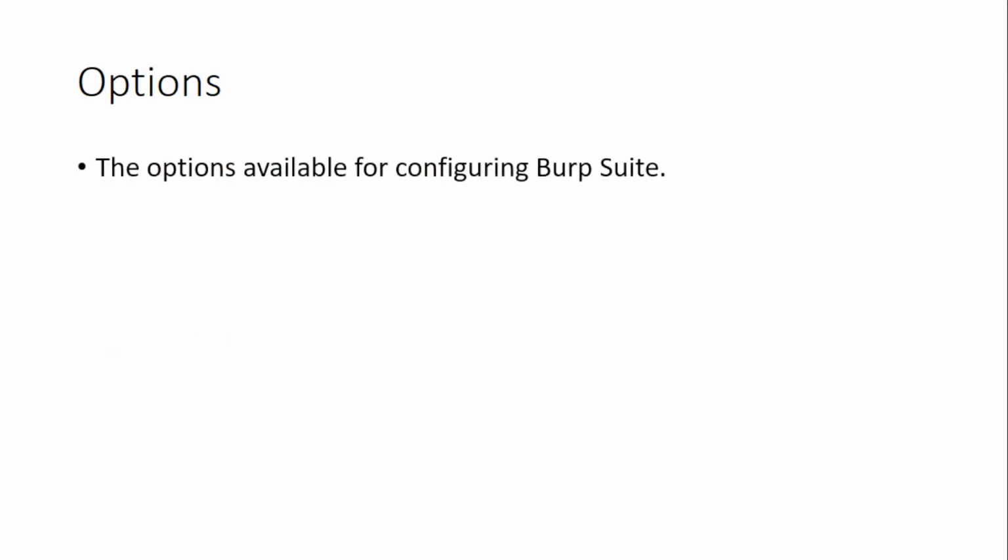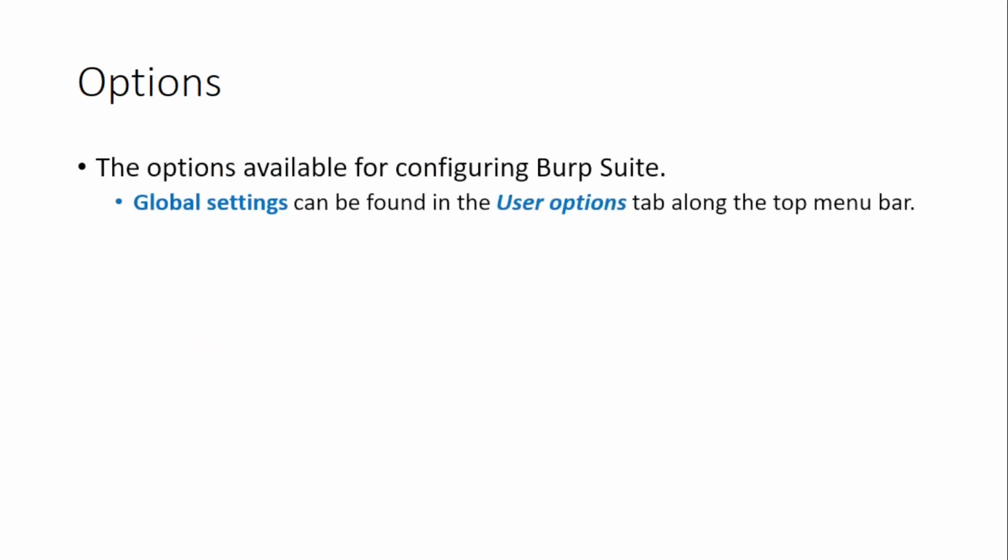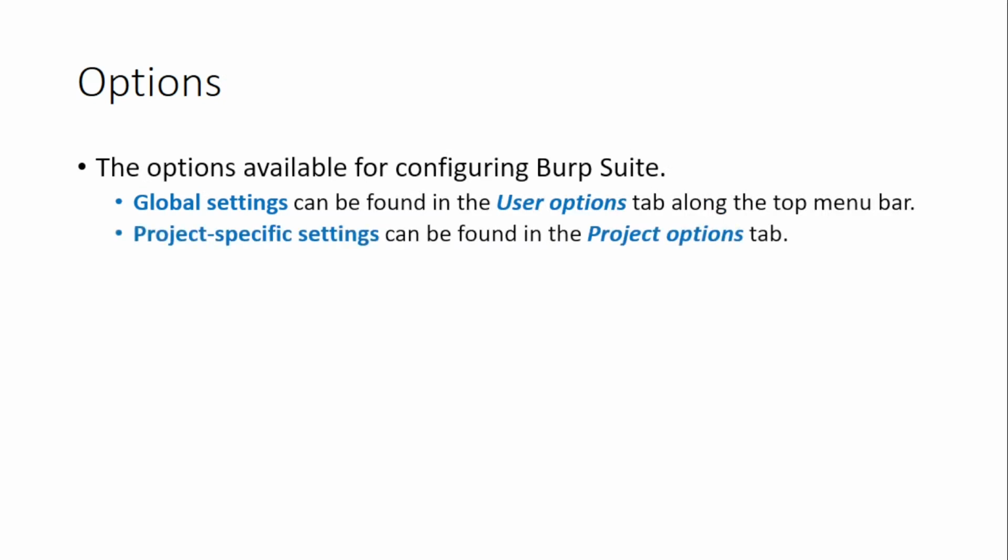Now let's look at what the options are. Before we start learning about the proxy module for Burp Suite, we should know what options are available for configuring Burp Suite. First, there are global settings, which can be found in the user options tab along the top menu bar. And there are the project-specific settings, which can be found in the project options tab.